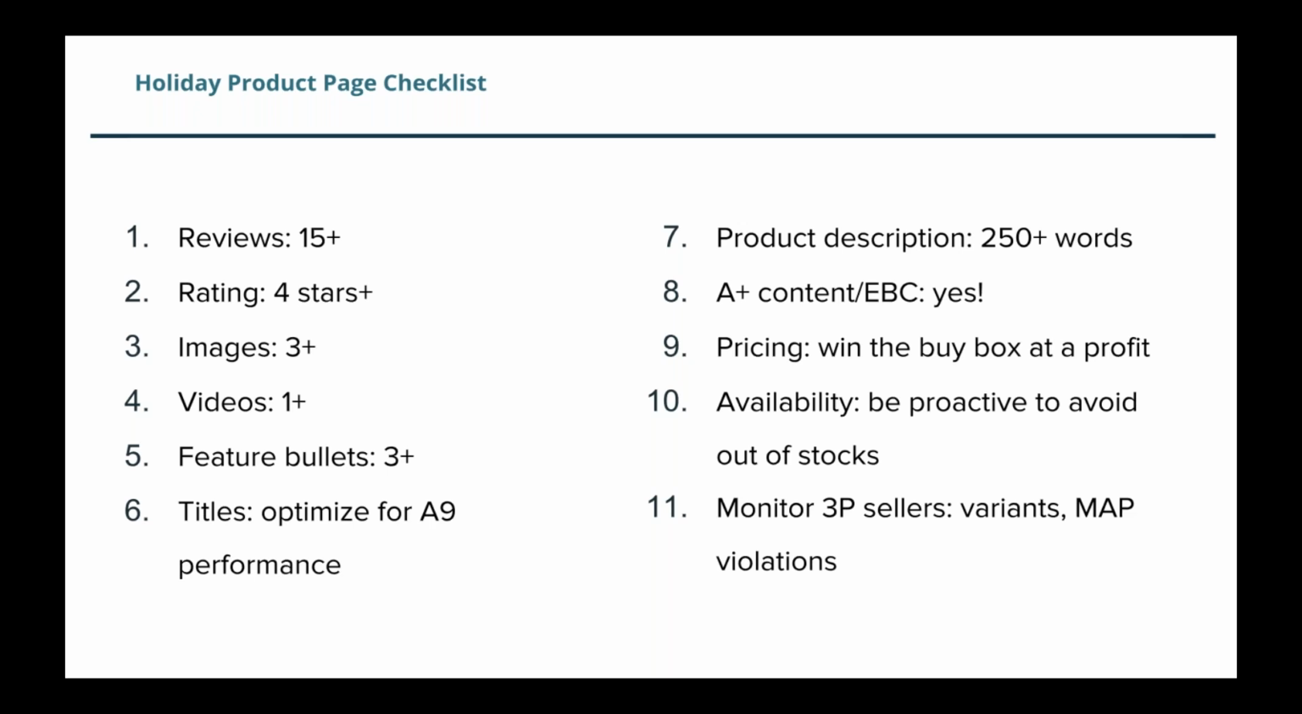Number 6, make sure to optimize your titles for A9 performance. There are lots of tricks that you can find online for how to do that. Amazon's predictive text feature is a great way to understand what terms belong in your title. Use it to your benefit. Product descriptions, make sure that you use up all the words that you can. Definitely take advantage of below the fold enhanced content.